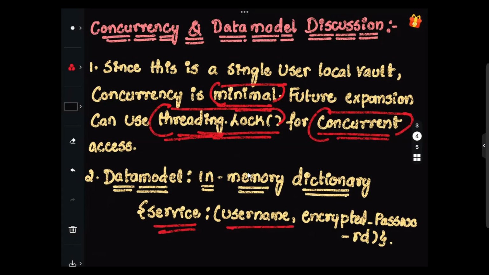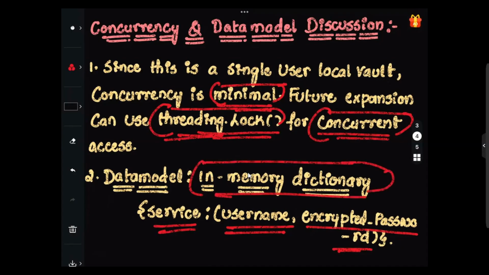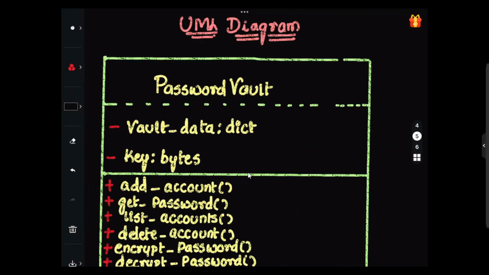Data model, you can have a look into it. Service, and within that we have username and encrypted password. So this is the data model. As we are going with the in-memory requirement, we don't have to go with any external database, as per the question. So we will be making use of an in-memory Python dictionary.